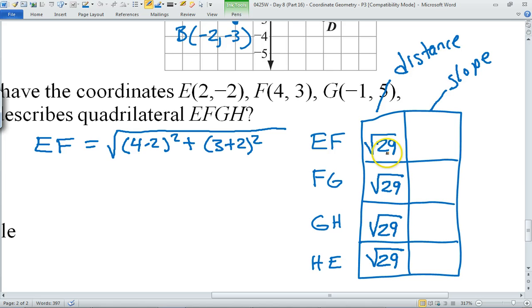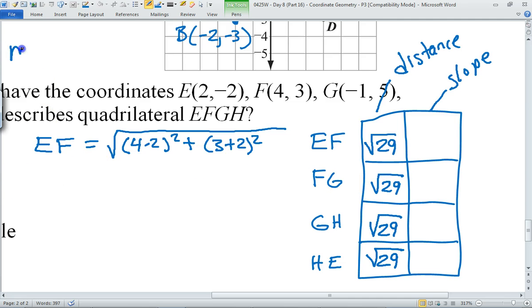Now, is that enough information for me to know what shape this is? No, because what are the 2 possible shapes it could be so far? Square or a rhombus. That's why I need the slopes. Because if it's a square, it has 90-degree angles. How will I recognize 90-degree angles? Opposite reciprocals. Opposite reciprocals, Mr. Sawyer said. Okay? So let's do some slopes.